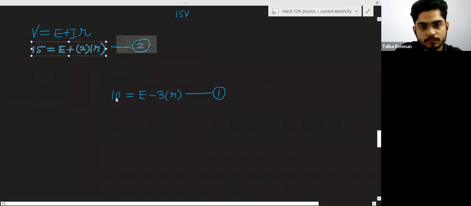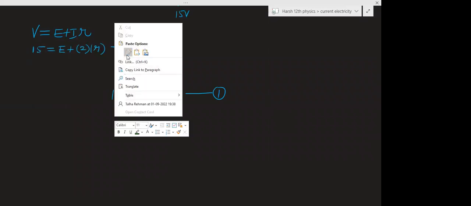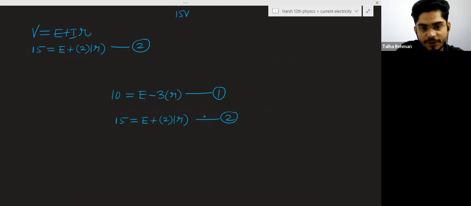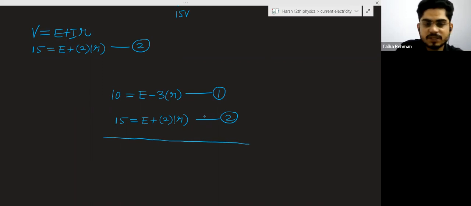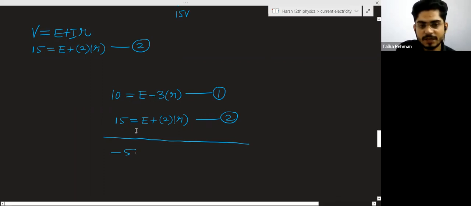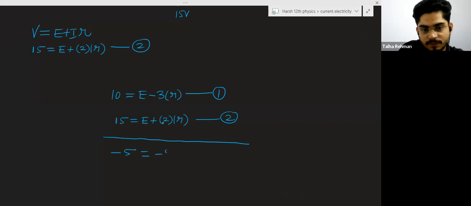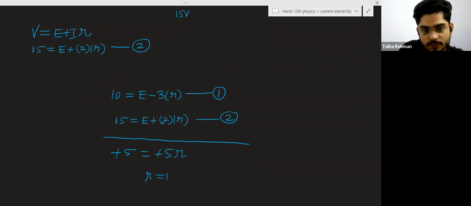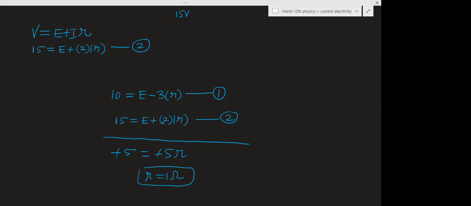Okay. So this is the equation second. What we have to do, we will just subtract both the equations. Subtract this, 10 minus 15, you will get minus 5. When you subtract E minus E, you will get 0. And when you subtract minus 3R minus 2R, you will get minus 5R. So minus 5 equals minus 5R, minus minus cancel, R you will get 1 ohm. So this is your answer.